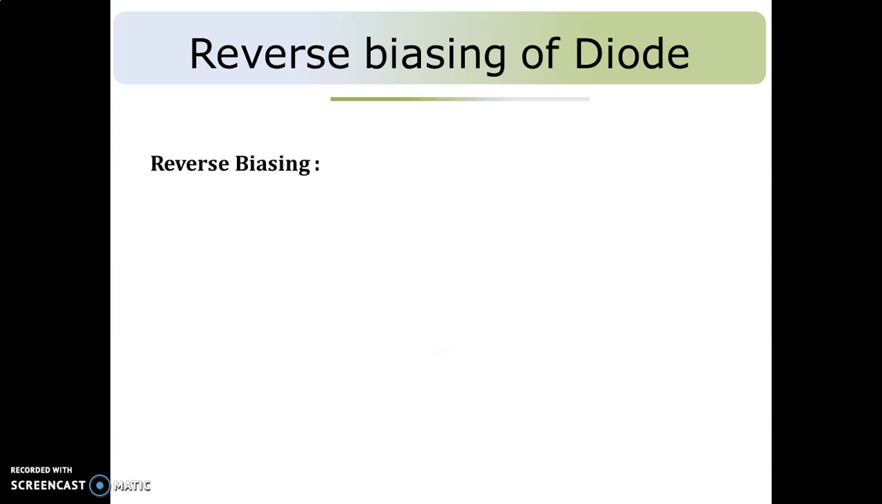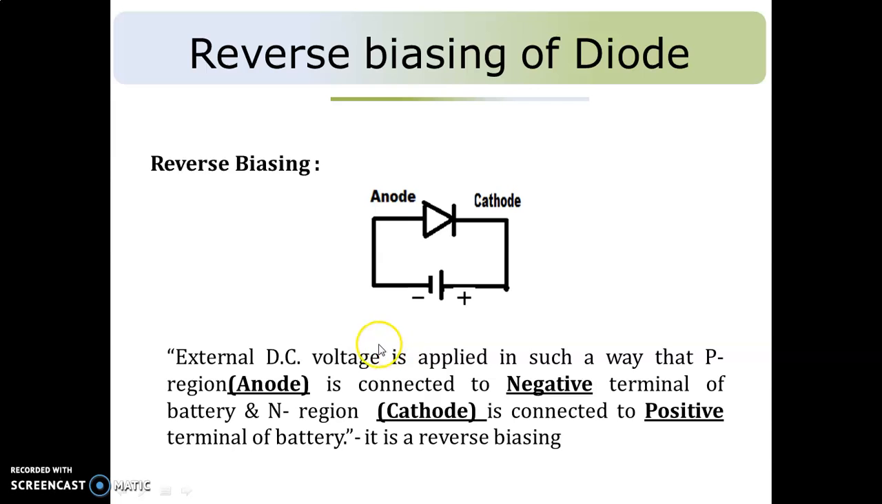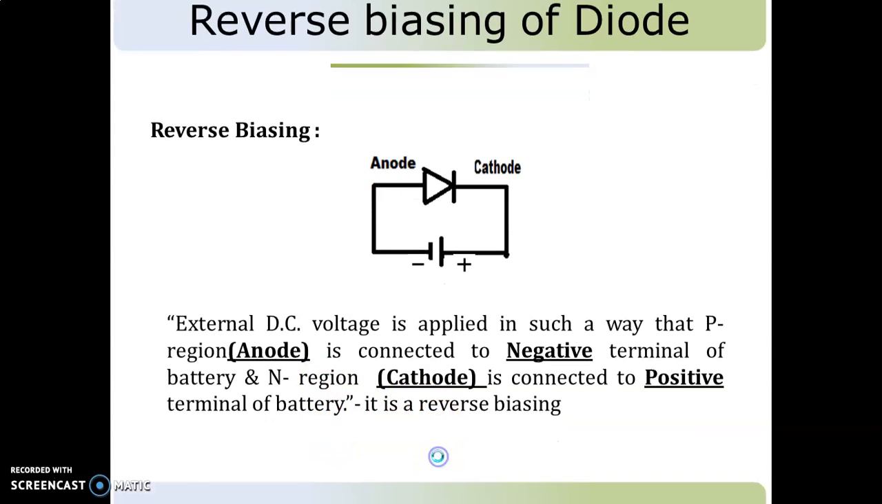So, reverse biasing of the diode is nothing but when we connect the negative terminal of the battery to the anode of the diode and positive terminal of the battery is connected to cathode of the diode. We can say that when the external DC voltage is applied in such a way that P region is connected to negative terminal of battery and N region or the cathode is connected to positive terminal of battery, it will be called as the reverse biasing.